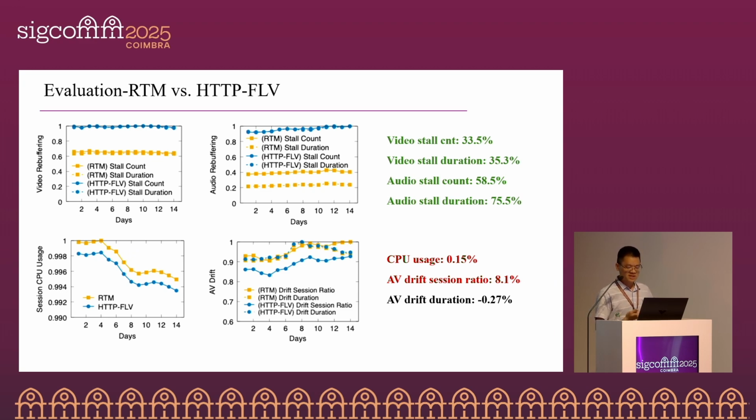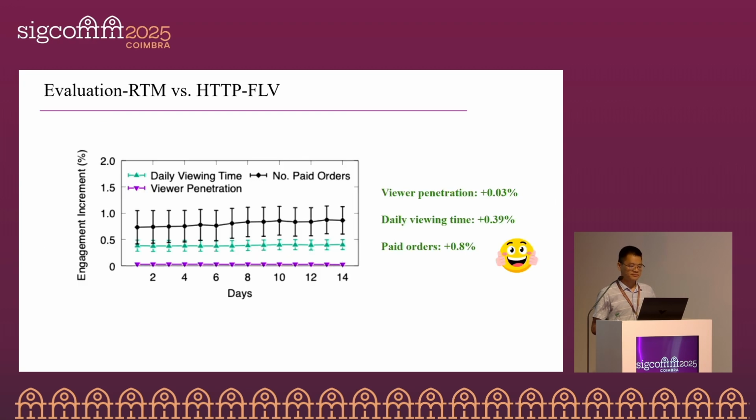Additionally, without TCP's in-order delivery and long pre-buffering, RTM results in 8.1% more drifted sessions. On user engagement, RTM achieves statistically significant improvements. The view penetration is improved by 0.03%, and the daily viewing time is increased by 0.39%.